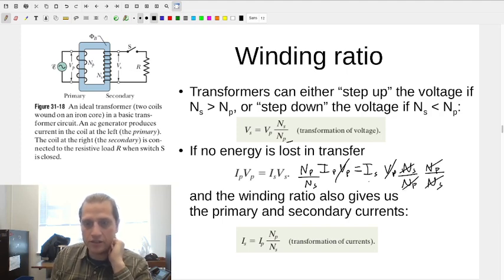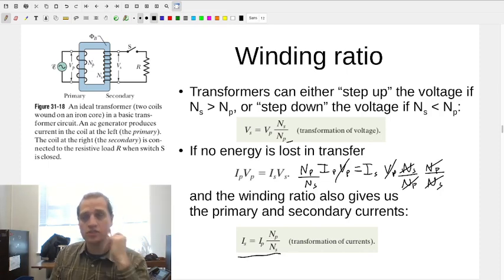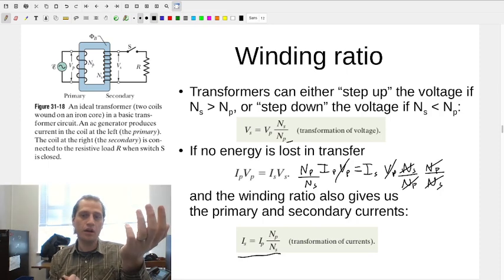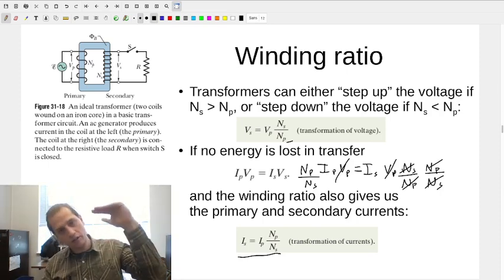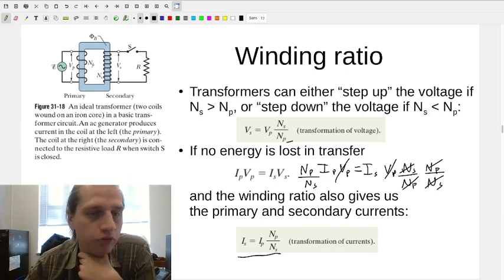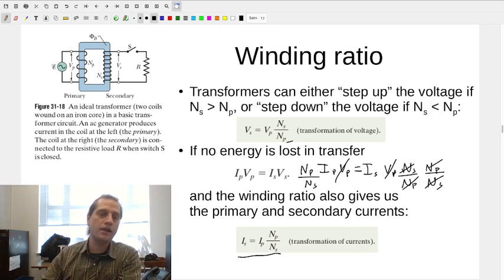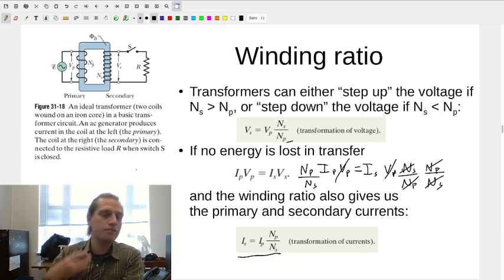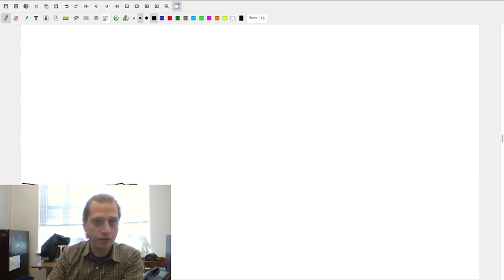Okay, now I find my secondary current is also able to be expressed in terms of the inverse of that winding ratio. So if you step up the voltage, you step down the current. If you step down the voltage, you step up the current. So these two things go together, and that's why we essentially want a high voltage when we send that energy along a wire over large distances, because currents cause power losses. They cause the wire to heat up.